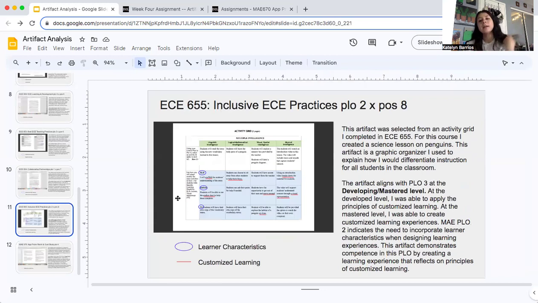So this was an activity grid I completed based on a science lesson for first graders. And this artifact is really a graphic organizer of how I would differentiate instruction for all the students in the classroom. And it aligns with PLO 3 at the developing and master level. So at the developing level, I was able to apply the principles of customized learning. And at the master level, I was able to create customized learning experiences for students. And this artifact demonstrates competence in this PLO by creating a learning experience that reflects the principles of customized learning.